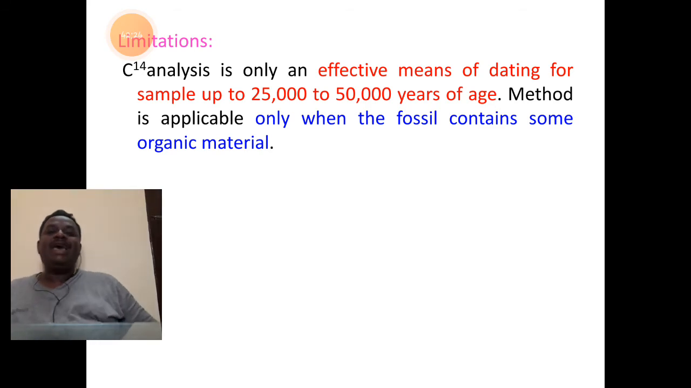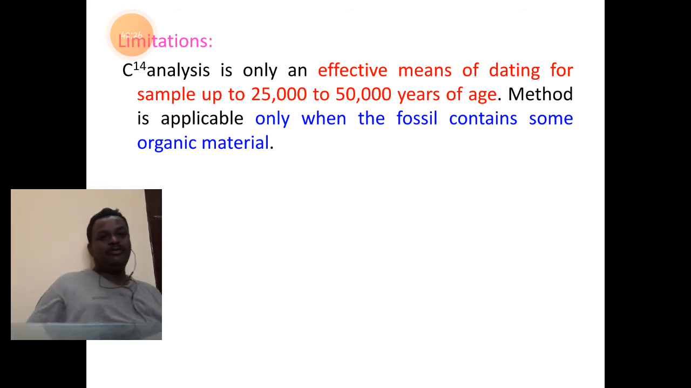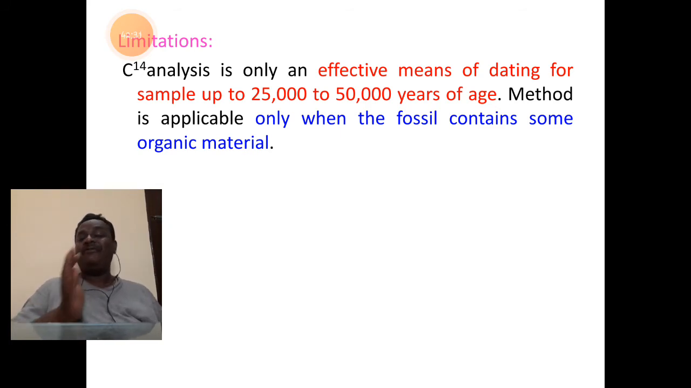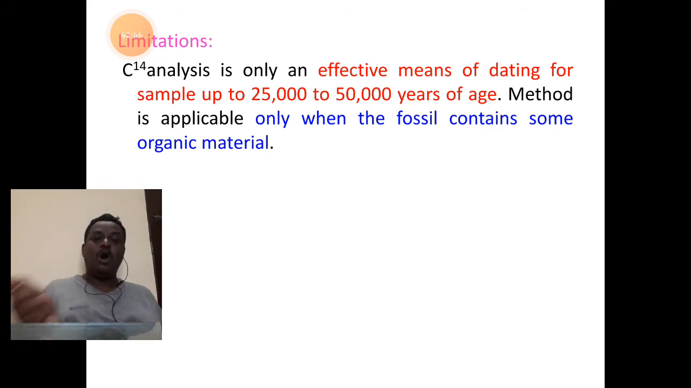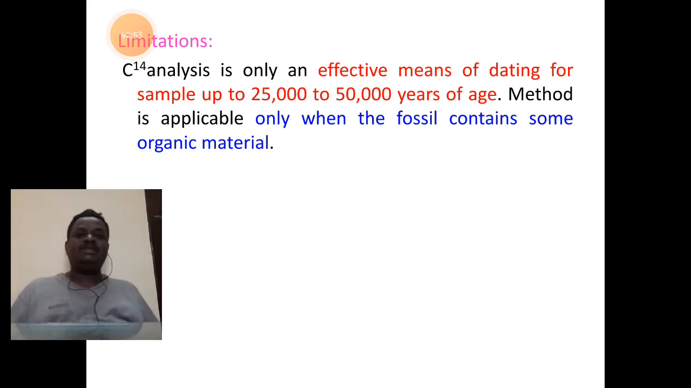Now, we have limitations of carbon-14. What are the limitations? Above 50,000 years of age, if you want to detect the age of a fossil, we cannot make use of this carbon dating method because of the short half-life period. And this is applicable only for those materials that contain organic material. So fossils that contain organic material of carbon are subjected to this particular method, otherwise it is not.